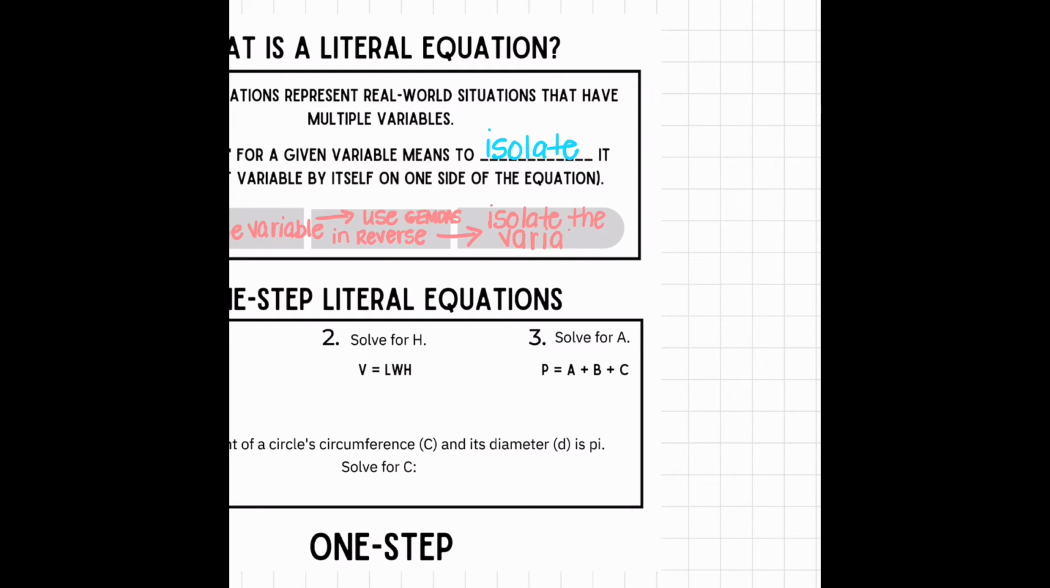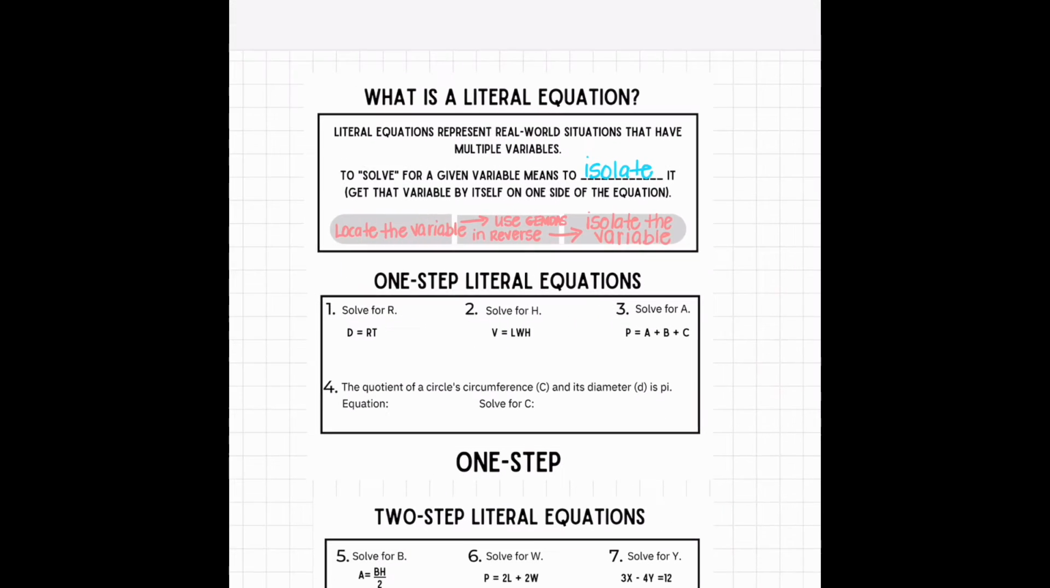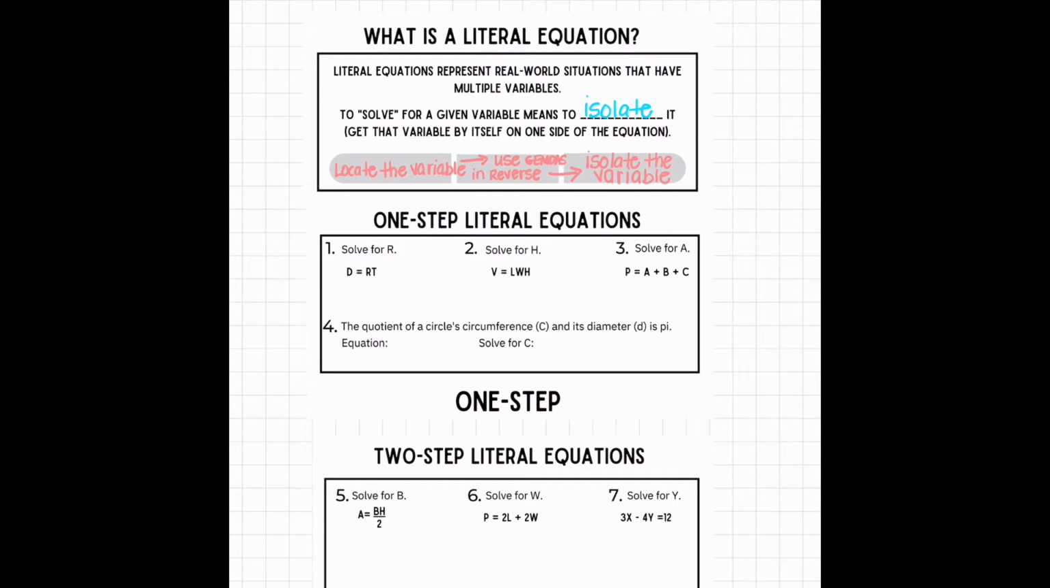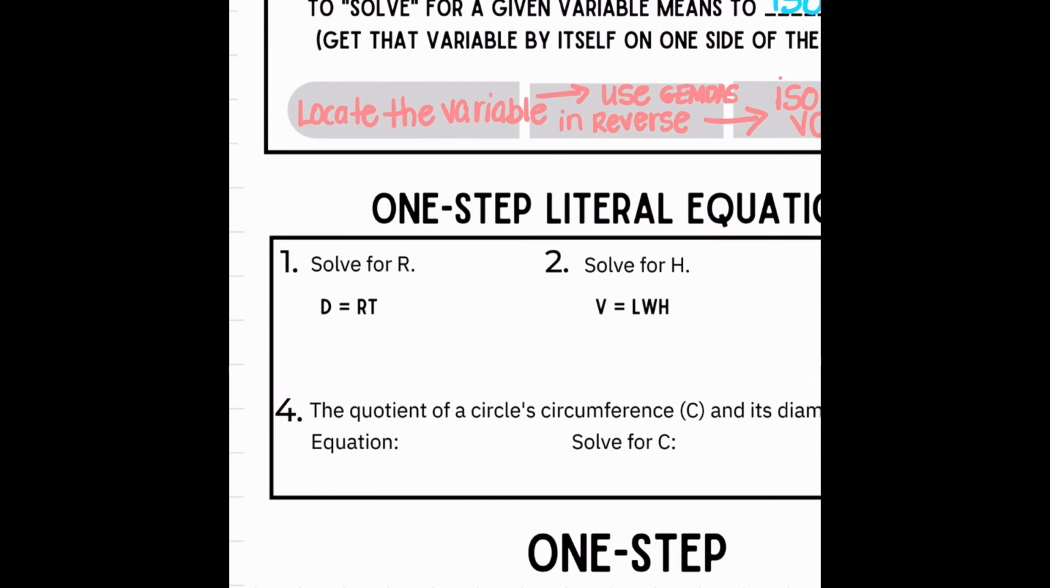Now, one thing I always like to ask students to do, which I've asked you to do previously, is that when they tell you which variable you're going to solve for, circle it, highlight it, whatever helps you. In number 1, I have D equals R times T. They're asking us to solve for R. Since I'm solving for R, I like to highlight it, and that reminds me which one I'm trying to get by itself. So right now, I have R times T.